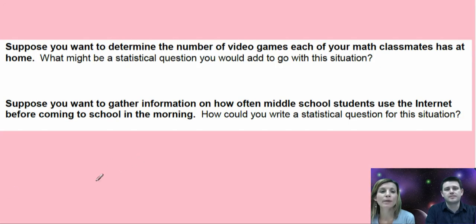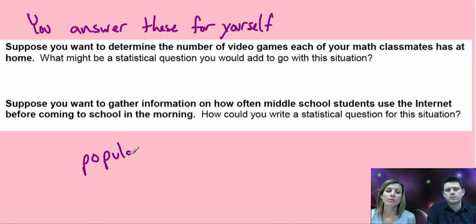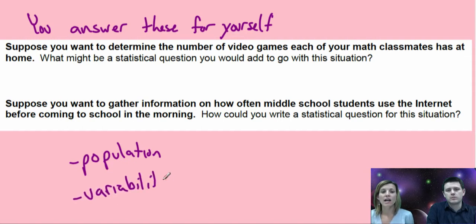All right. For the next two problems, they're going to give you a situation, and you're going to answer the question by coming up with a statistical question. Remember, you need population and you need variability. Don't forget those two things. So you're writing two different questions for two different situations, making sure that you have the population and variability. Get creative. Bring them to class. We'll go over them. See you later.